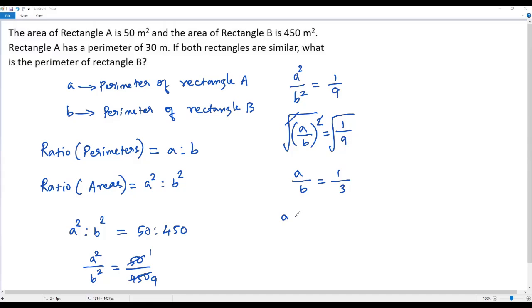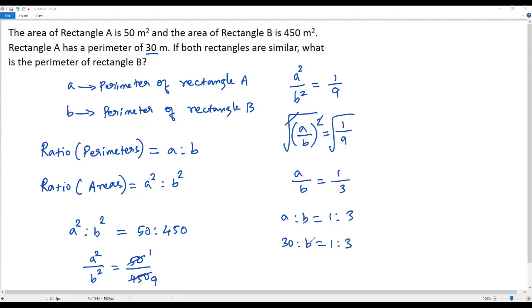So a over b can be written as a to b, and 1 over 3 can be written as 1 to 3. So the ratio of the perimeters of the two rectangles A and B equals 1 to 3. The question says rectangle A has a perimeter of 30 meters, and in this proportion, lowercase a represents the perimeter of rectangle A. So we can plug in 30 for a. Then I get 30 to b equals 1 to 3.